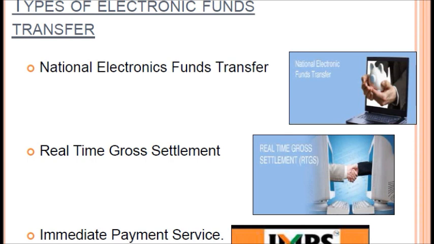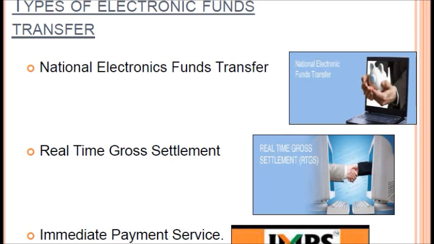In case of standard NEFT, it takes around 1 to 2 hours for the funds to be credited to the other account you want to transfer to. The funds will be debited from your account within 20 to 30 minutes, and the funds will be credited to the account you are transferring to in case of standard NEFT. And later NEFT takes more time than standard NEFT.